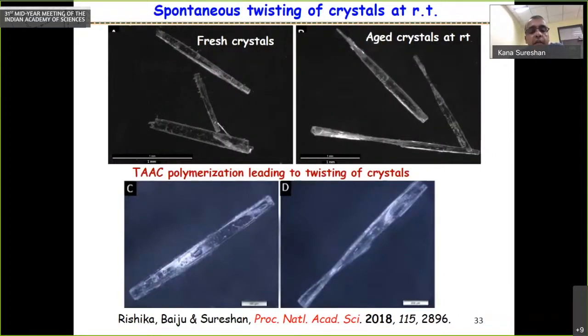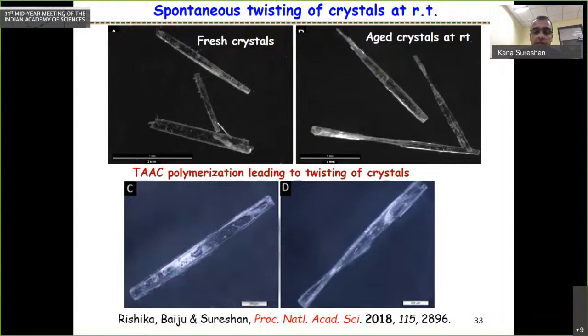One interesting thing we have found here is this crystal, after some time, shows some kind of twisting at room temperature. If we do NMR of this one, we found that some percentage is reacted already even at room temperature. Now, if we heat a fresh crystal, the bottom structures C and D, after a few minutes you can see the twisting. Always it is twisting in a right-handed helical fashion. Obviously, the question is, does the chirality have any say in the nature of twisting?